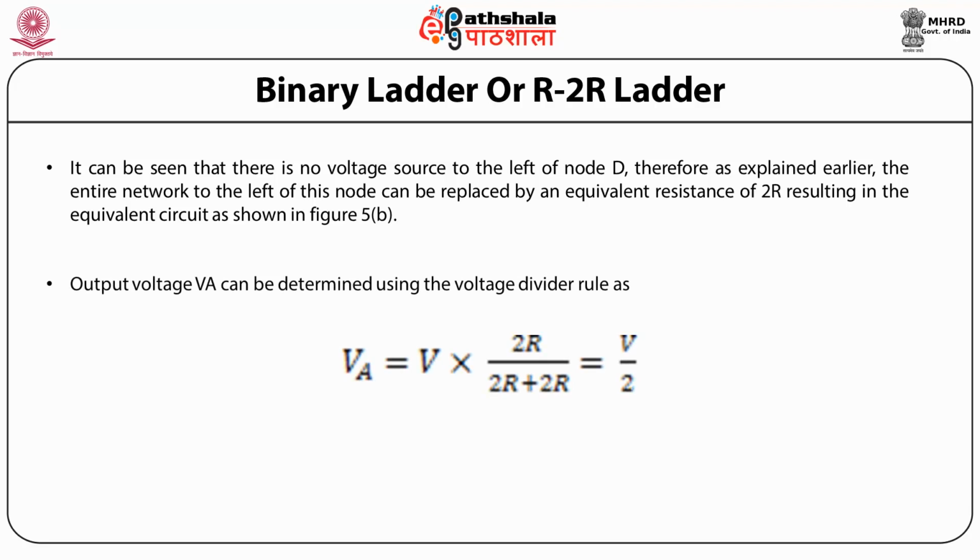The output voltage VA can be determined using the voltage divider rule as VA equals V times 2R divided by 2R plus 2R. This makes VA equal to V/2. Thus, a 1 in the MSB will produce an analog output of V/2 volts.